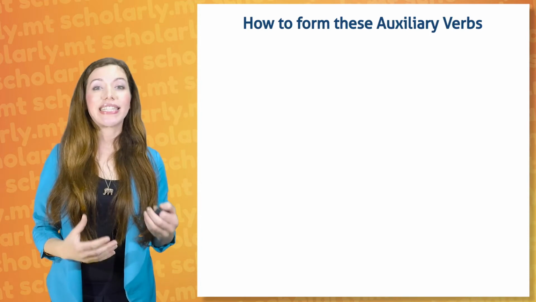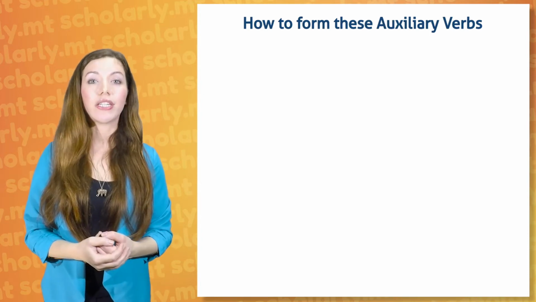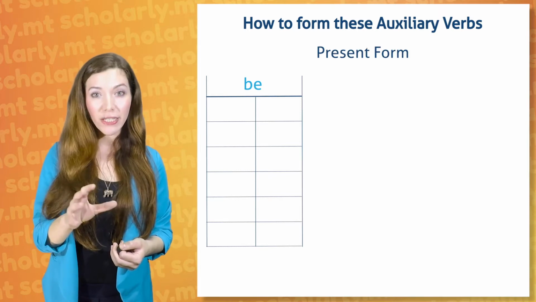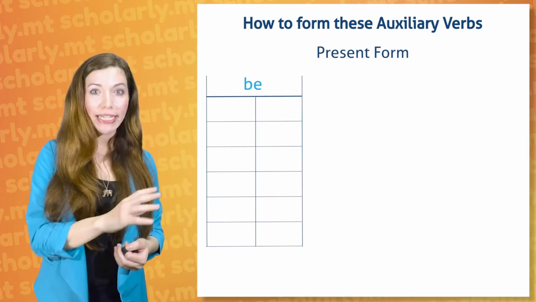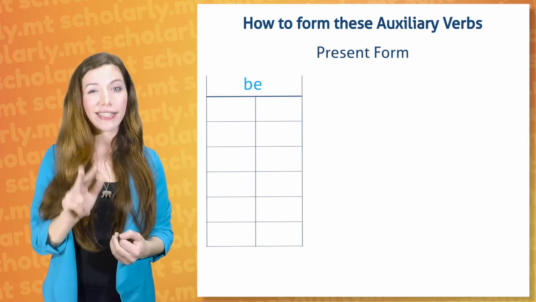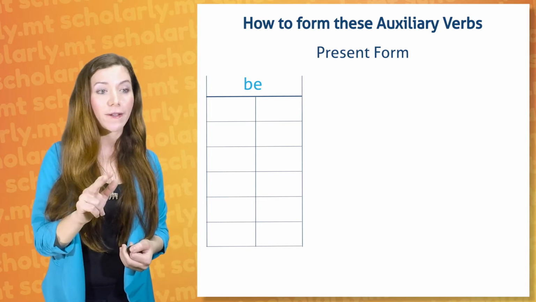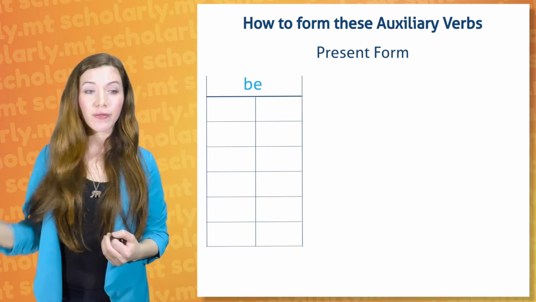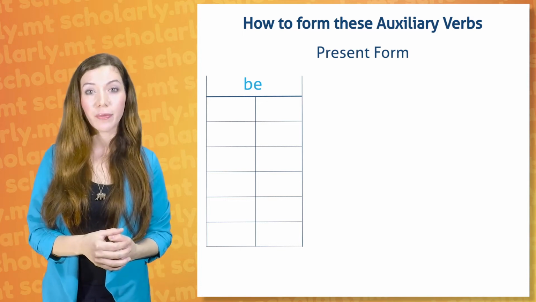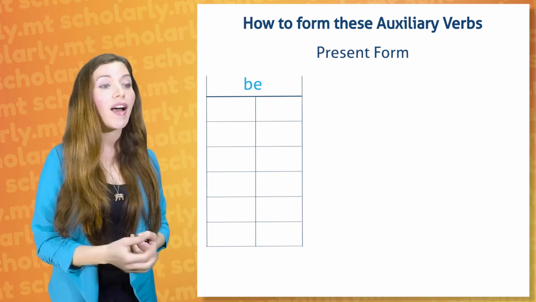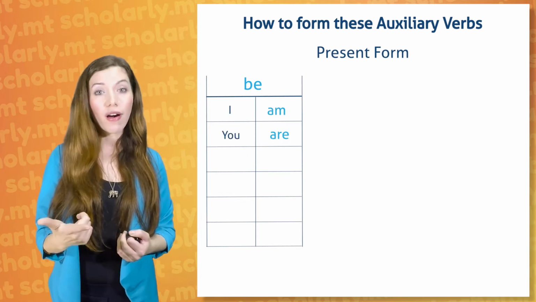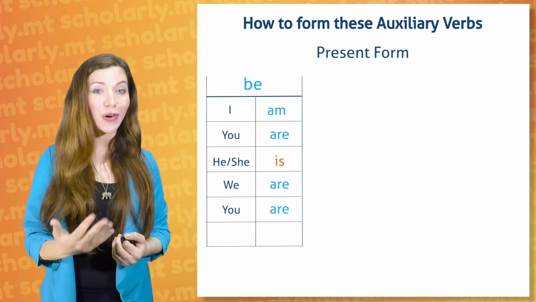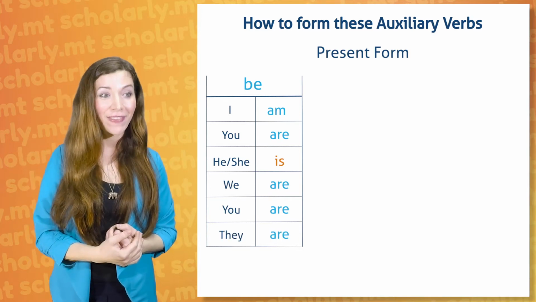Let's have a look at how to form these auxiliary verbs. We're going to start with be in the present form. What we really need to keep in mind is the third person singular. The third person singular, he or she, is different from the rest of the personal pronouns. So for example, I am, you are, he is, we are, you are, and they are.